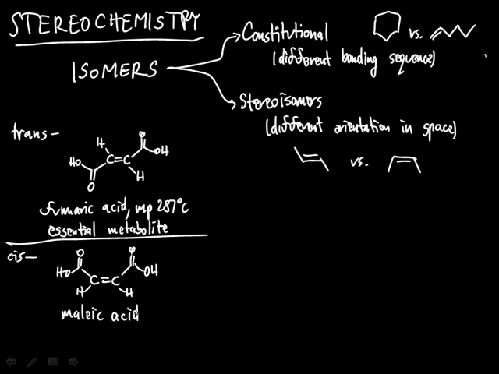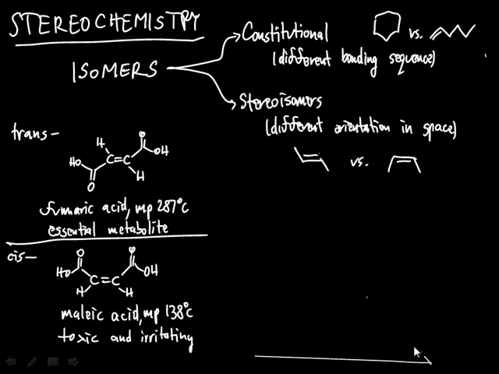Because of its cis configuration, its melting point is significantly lower since it packs much worse in a solid state, and this is a toxic and irritating compound. So certainly not an essential metabolite. And so you can see that for these 2 compounds, the structure determines physical properties, but also biological interaction. And so this difference is certainly significant.